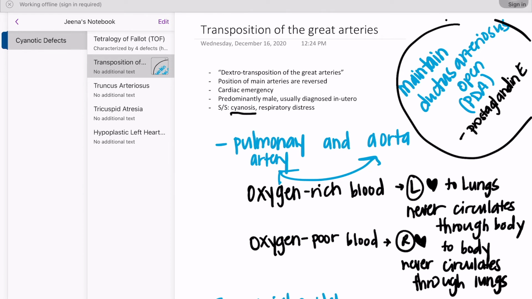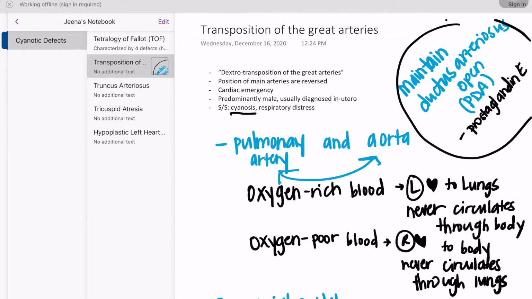This is definitely a cardiac emergency. It's diagnosed in utero, so most of the time if you have a mom that's about to deliver, you're going to have the cardiac team on hand. If you have a baby being delivered in a hospital that does not have a cardiac team, you're going to have the helicopter ready for this baby as soon as it's born, and you're going to have the prostaglandin E. That way you can get the baby intubated with these meds, and it will actually improve their outcome.